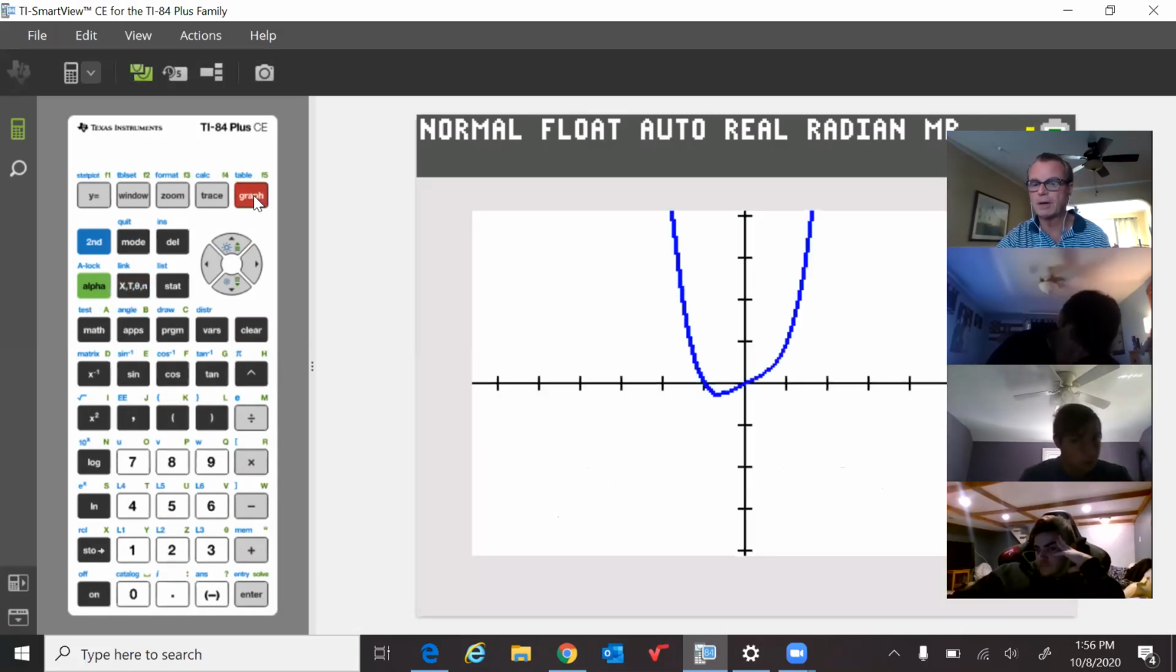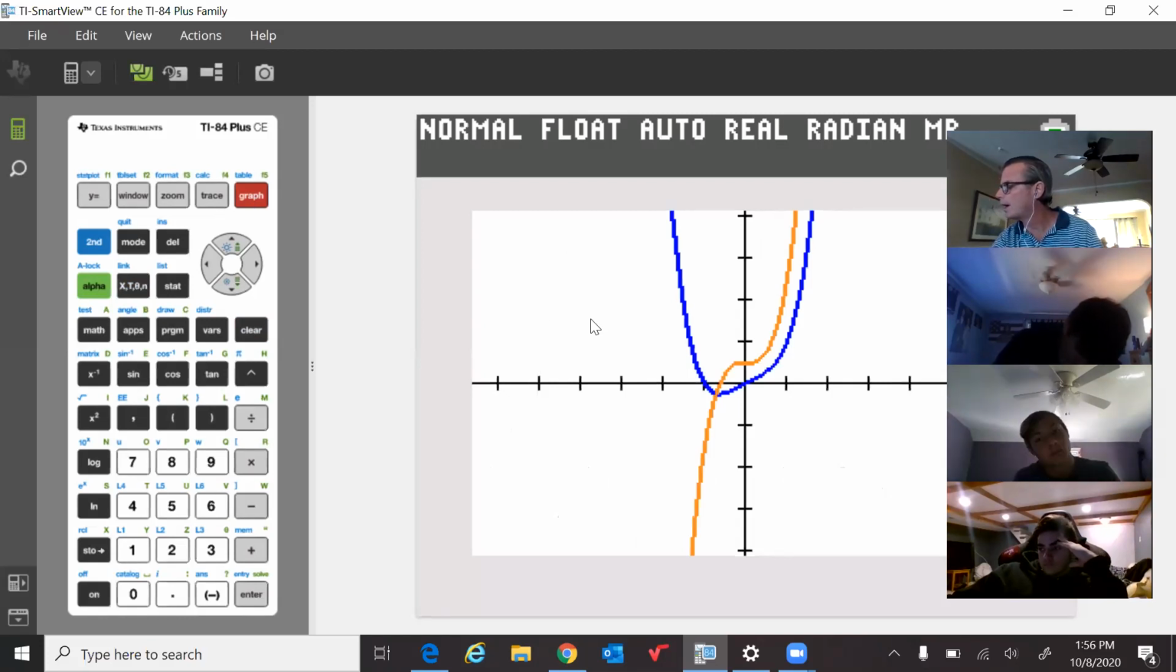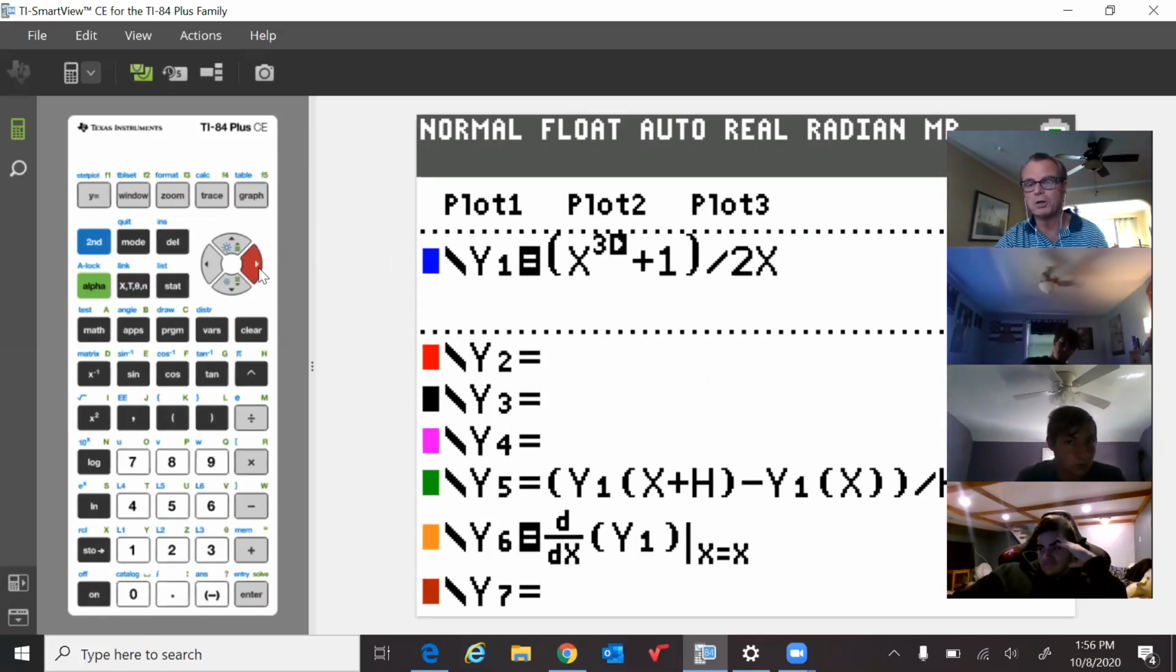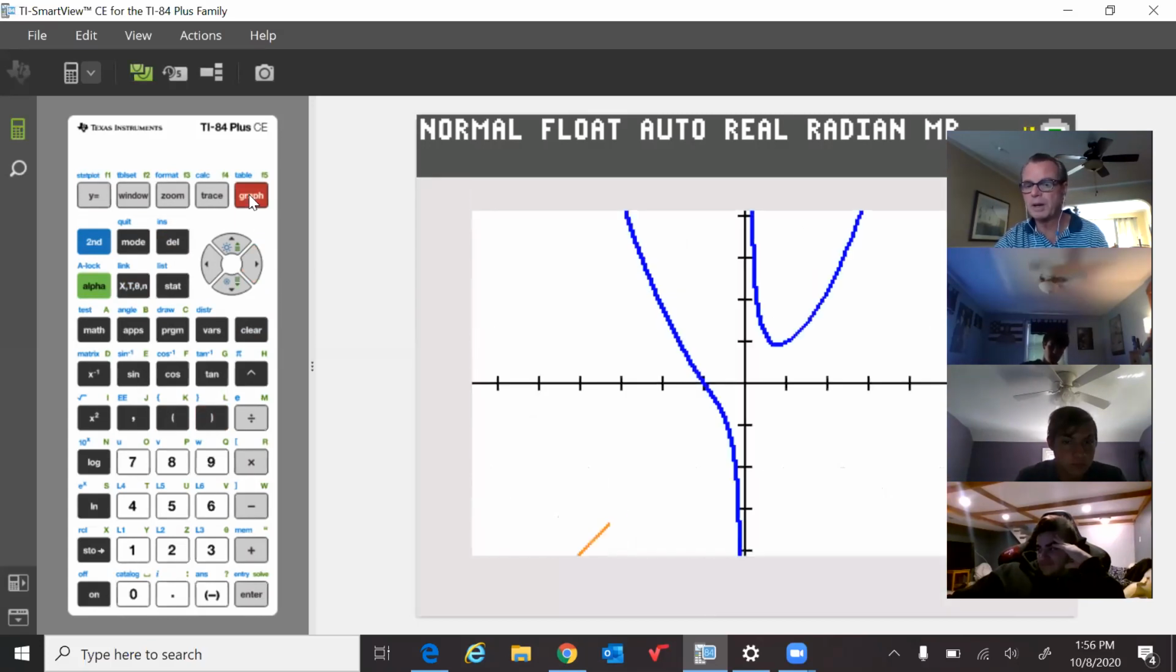The blue graph is the parent graph. The orange graph is the derivative. Does that make sense? The blue graph, x cubed plus 1. Oh, sorry, not right. Did what I don't want you to do. Said input 2x, the denominator, in parentheses, because this is divided by 2 times x. Second insert, parentheses. I made that mistake on purpose, so you would see it. Not really. Okay, so here's the parent graph. There's the derivative. This makes sense?